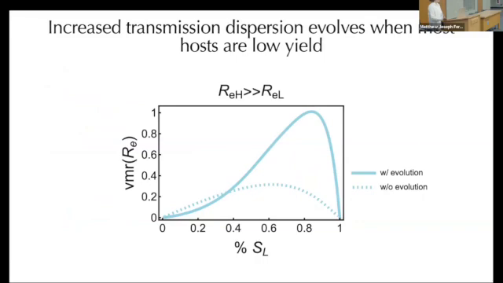Okay, the model also predicts that increased transmission dispersion evolves when most hosts in the population are low yield. So this plot here is showing transmission dispersion at equilibrium versus the percent of low yield hosts in the population, again, with and without evolution, for a case where parasite fitness is much higher in the high yield host versus the low yield host. And what you see is, right around when there's about 80% low yield hosts in the population, this selects for parasites that are driving especially high transmission dispersion, because high yield hosts are responsible for a lot of the infections that are occurring.